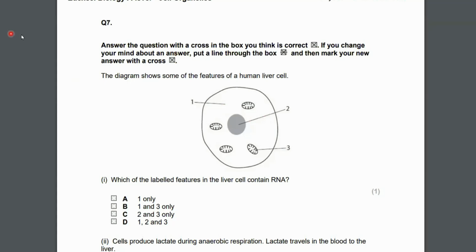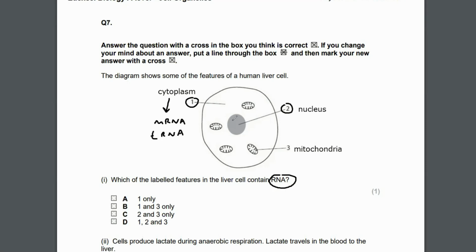The diagram shows the features of a human liver cell. We got cytoplasm at 1, 2 looks like the nucleus, and 3 is a mitochondrion, or mitochondria if you're doing plural. Which of the labeled features in the liver cell contain RNA? Well, you'd find mRNA in the cytoplasm when it's on its journey from nucleus to ribosome, right? And we definitely find mRNA in the nucleus because that's where it's made in transcription.